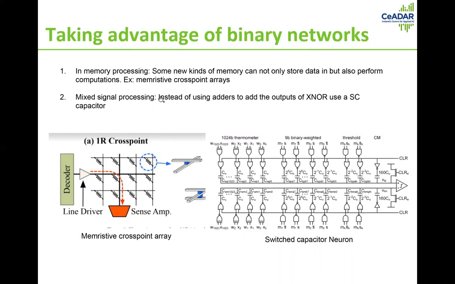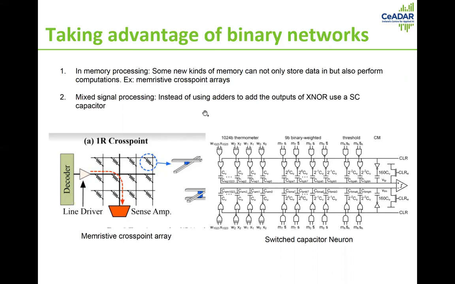Another technique is mixed signal processing. Analog circuits are usually less accurate, less precise, I would say, than your digital circuits. But when you quantize, you don't need high precision as such. And that's when you can use analog circuits, which save even more energy and can be faster in some cases too.